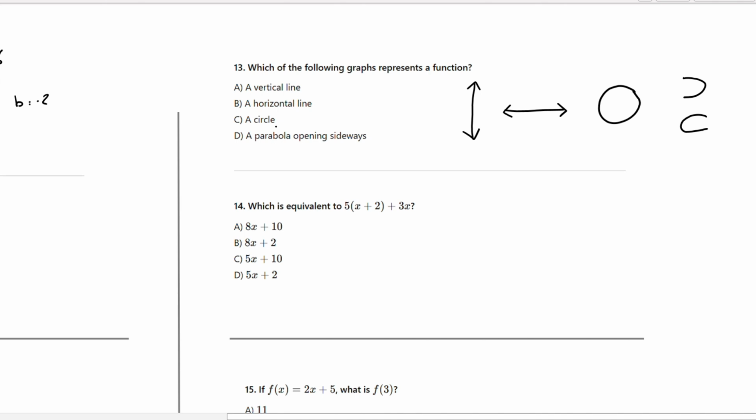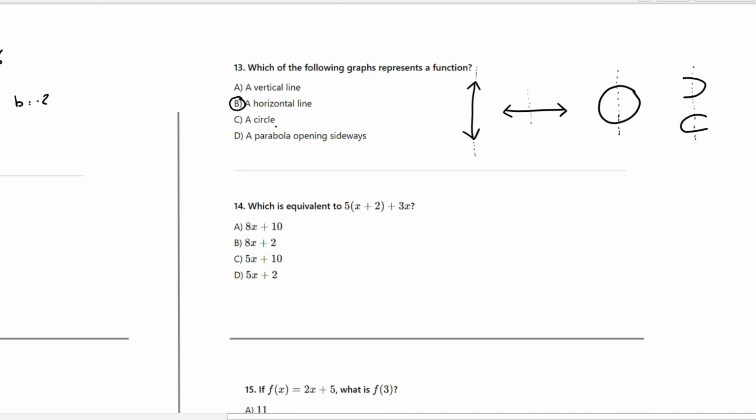So in the vertical line, if we drew a vertical line through it, it would just go through the entire function and hit infinite numbers of points. So this would not work. A horizontal line, on the other hand, when drawing a vertical line through it, would only hit 1 point. For a circle, the vertical line can hit 2 points. For a parabola opening sideways, the same thing would happen. It would hit 2 points. So the function would be B, a horizontal line.